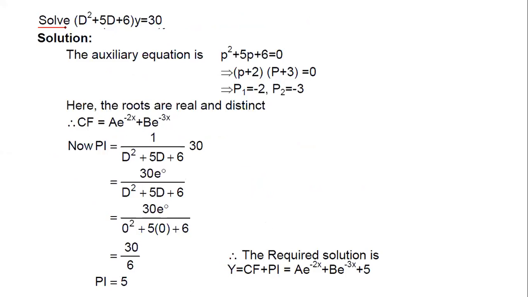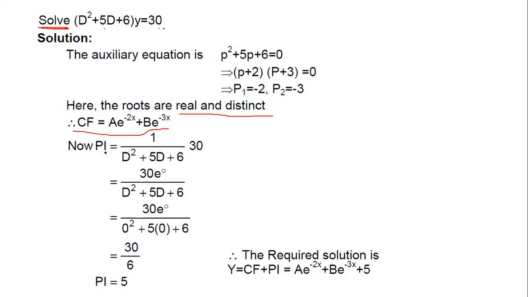Solve means you have to find both the complementary function and the particular integral. So what is the auxiliary equation here? m square plus 5m plus 6 equal to 0. That means the multiplication of two numbers is 6, the addition of two numbers is 5. Therefore, (m plus 2)(m plus 3) equal to 0. So m1 equal to minus 2, m2 equal to minus 3, the roots are real and unequal. So we can write the complementary function as A e power minus 2x plus B e power minus 3x.